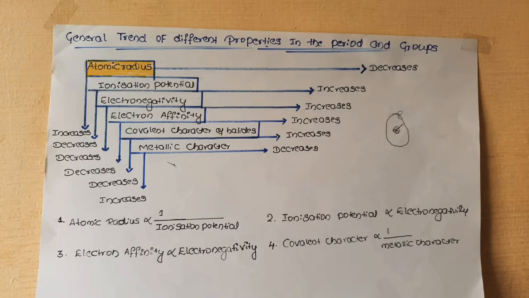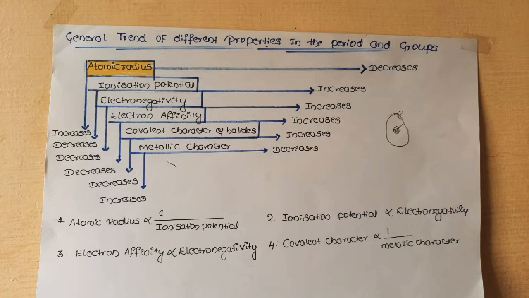Okay, so I'm repeating, atomic radius along a period decreases, down the group increases. Now come to the next one, that is ionization potential, or you could say ionization energy. What do you mean by that?